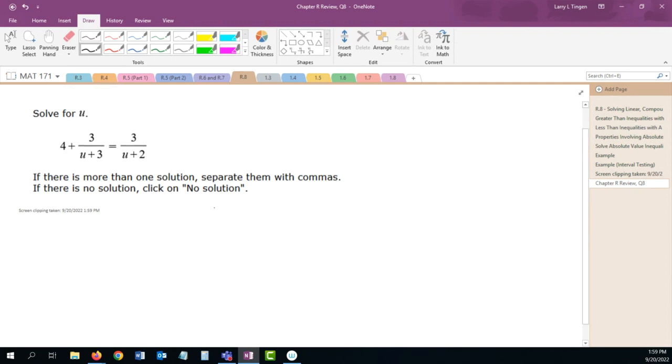Whenever I'm dealing with rational equations, I'd like to get rid of the fractions, right? So what do I want to do to get rid of the fractions, or what can I do? I need to multiply both sides by the least common denominator. Remember, that's the smallest term that all of the factors and all of the denominators go into. All right.